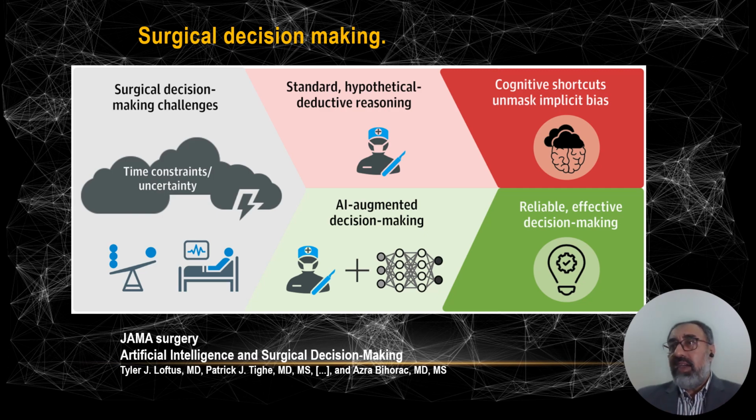When it comes to AI augmented decision making, you could feed in the patient data and complete medical records of the patient, and a neural network in the middle, which you can see at the bottom, would immediately find the most appropriate decision, diagnosis or treatment. It could help surgeons make more reliable, effective decisions by using an AI-enabled decision support system.